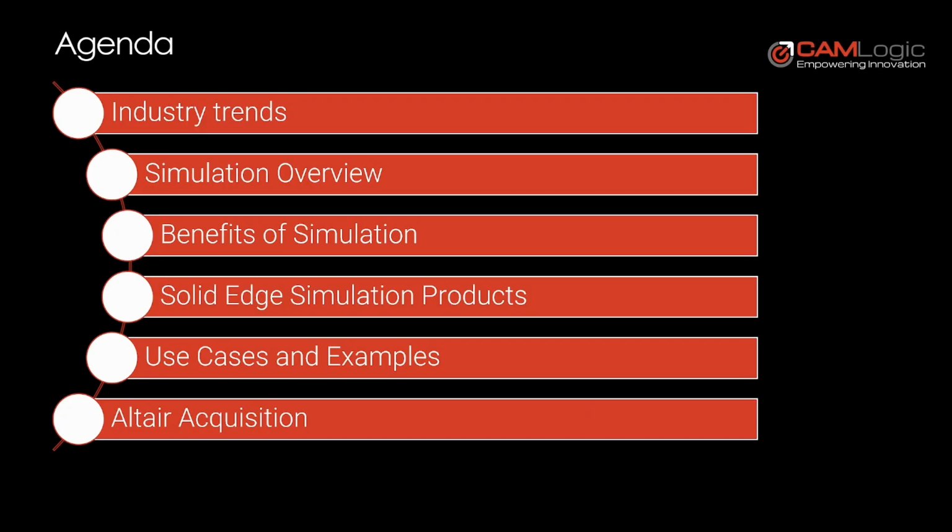Today, we're going to talk about a few industry trends in simulation, an overview of the simulation tools and benefits of using them. We'll also look at the Solid Edge simulation products, as well as some use cases and examples. And then at the end, I want to talk about the Altair acquisition that Siemens made, which has added quite a few simulation capabilities into the Siemens portfolio.